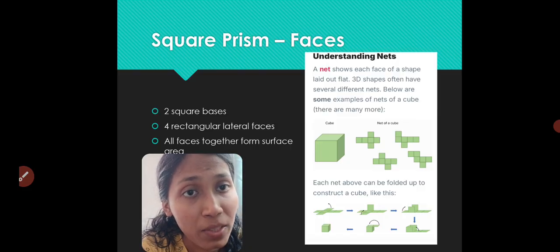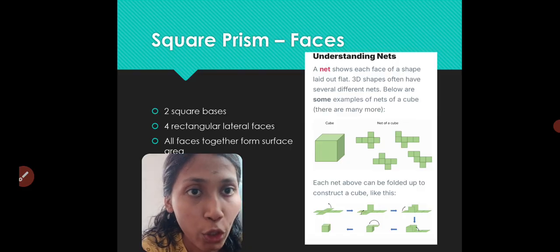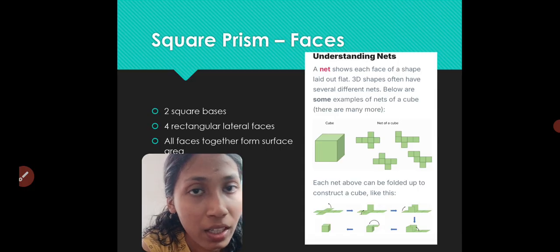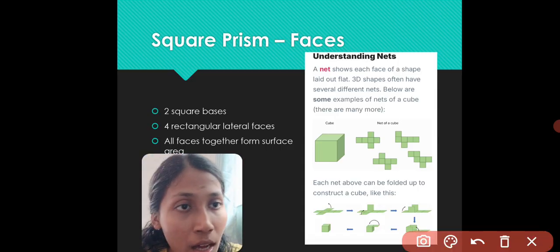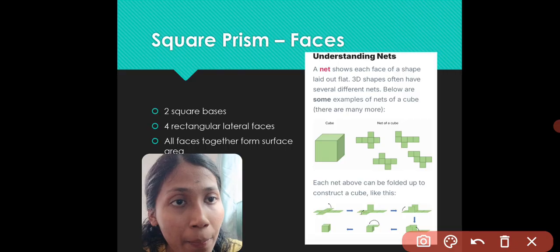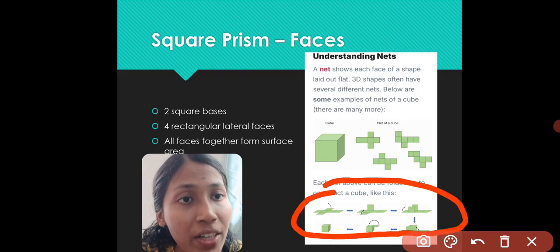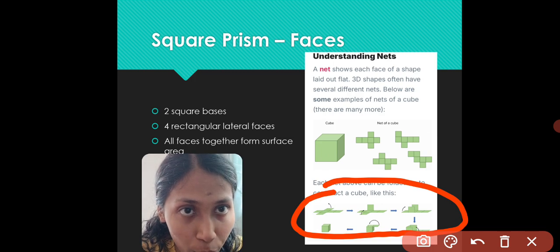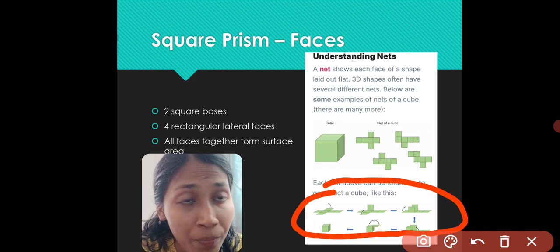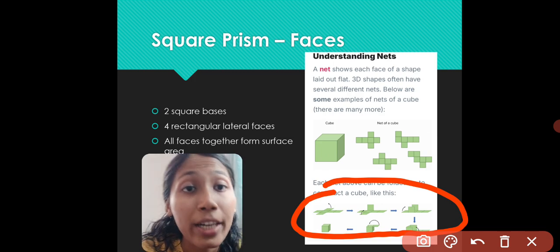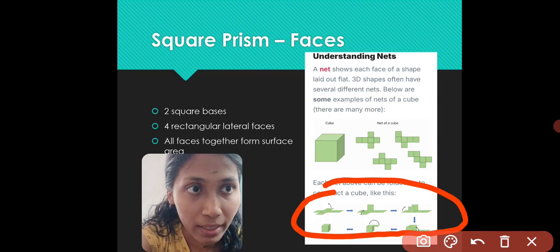All these 4 shapes, when we fold them, we get a cube like this. Here we are shown, look at the steps. When we try to fold these, it is folded to form a cube like this.